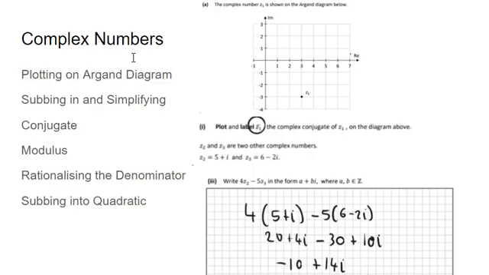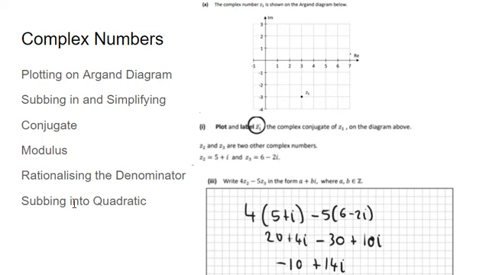The next one is complex numbers. Now I've included a big list of things here with complex numbers. I'd advise you to know how to do all of these things, because complex numbers is pretty much a guaranteed question. It's a full question, always on paper 1 as question 1 or question 2 usually, and there's not that many things in it, and I think students generally like it as a topic.